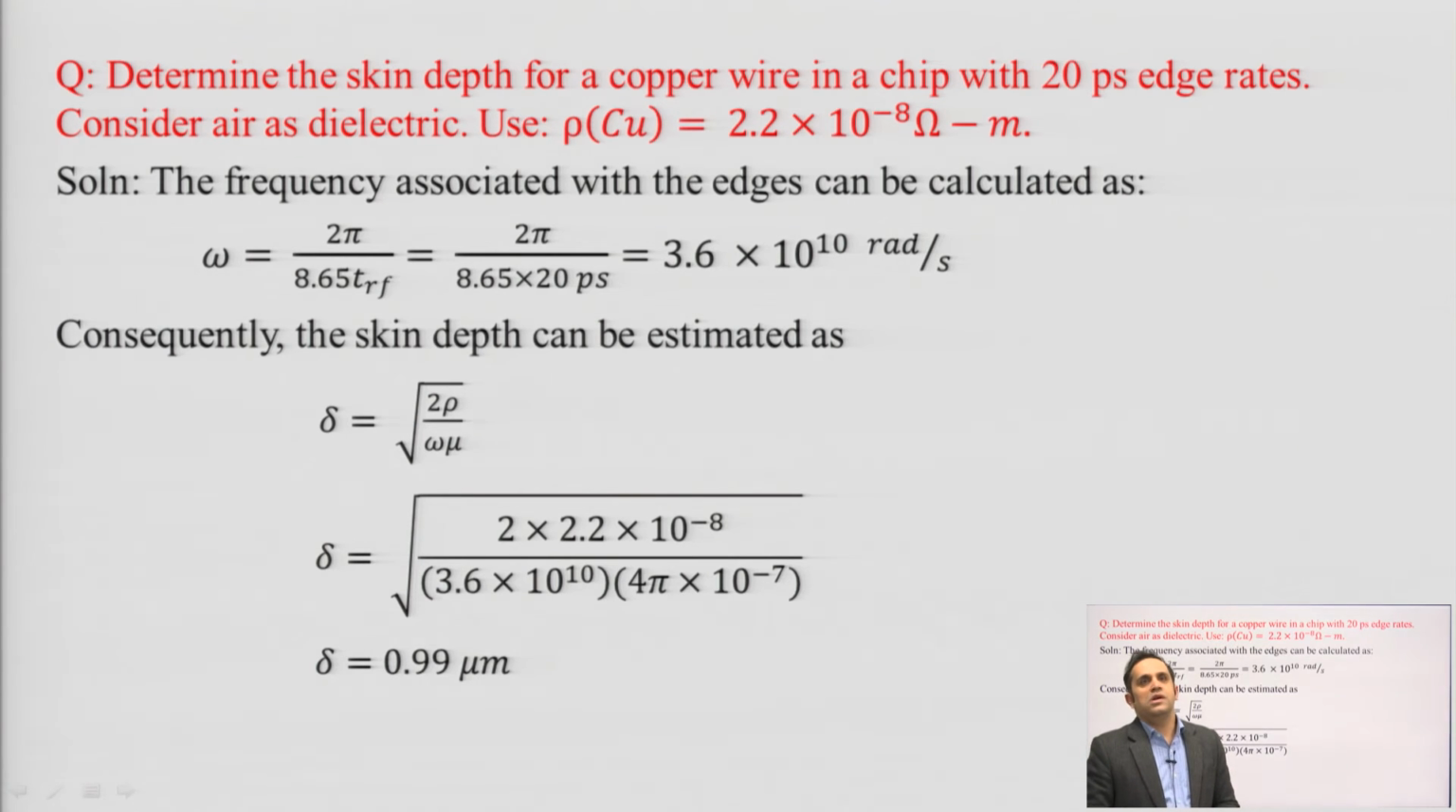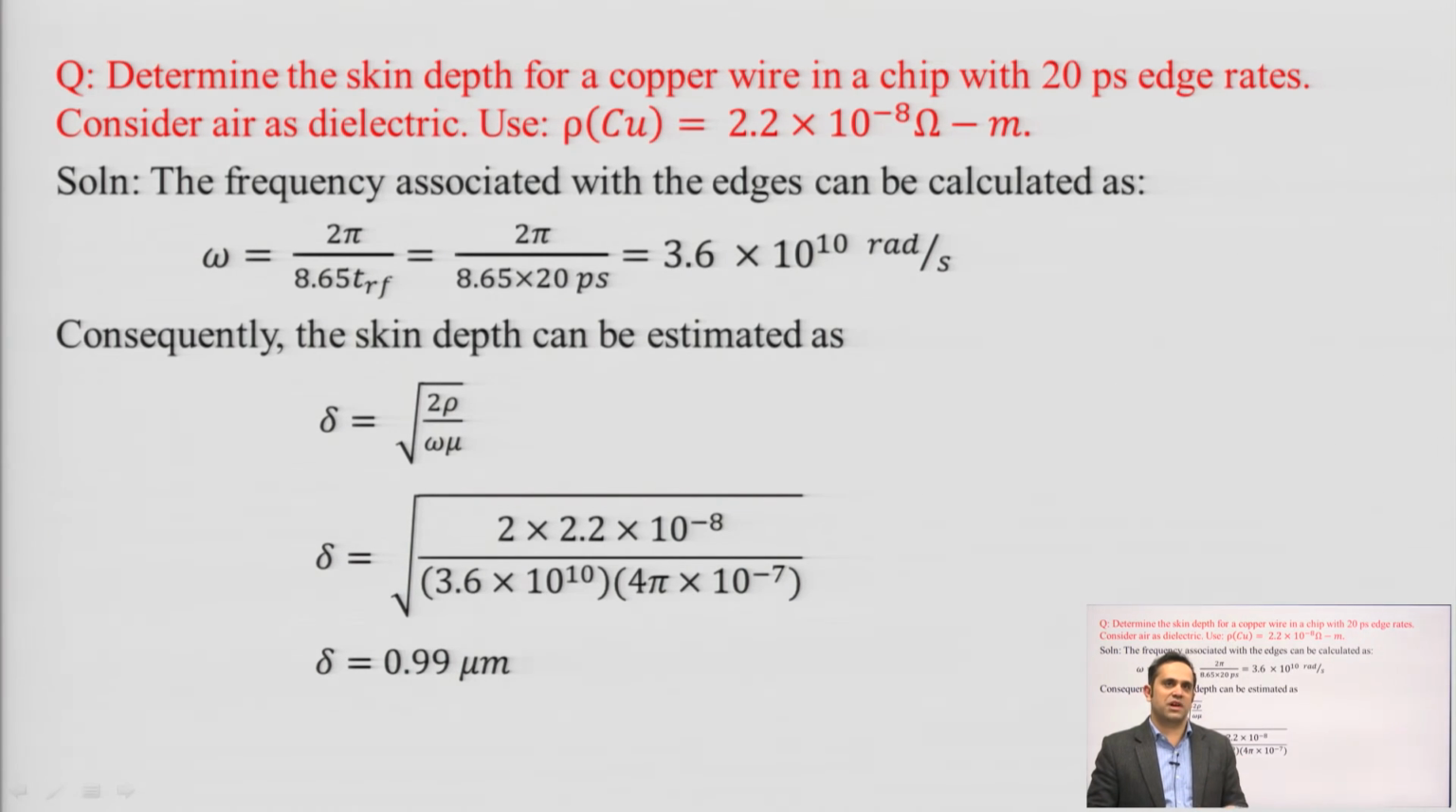So, the frequency associated with the edges, as shown on the screen, is omega equal to 2 pi divided by the rise and fall time, or the edge rate, which is given to you. So, substituting the values, you can get the value of the edge frequency and the skin depth, the depth up to which the bulk of the current is flowing.